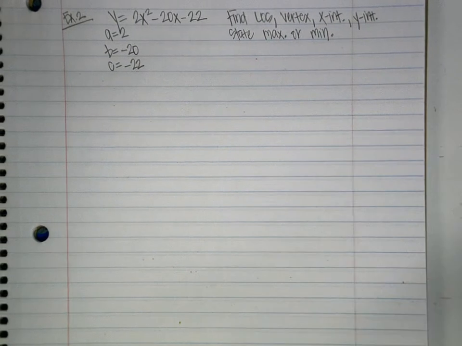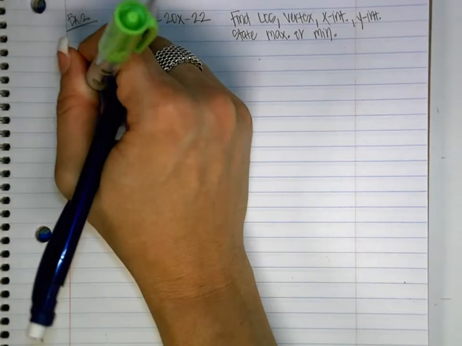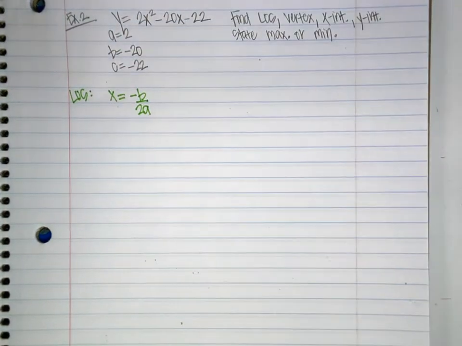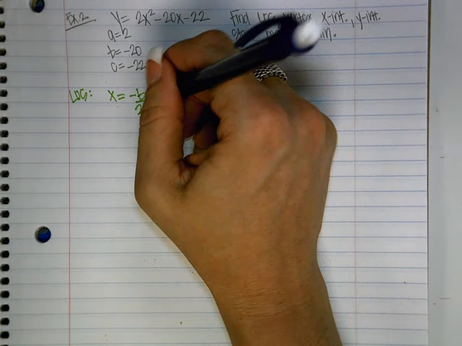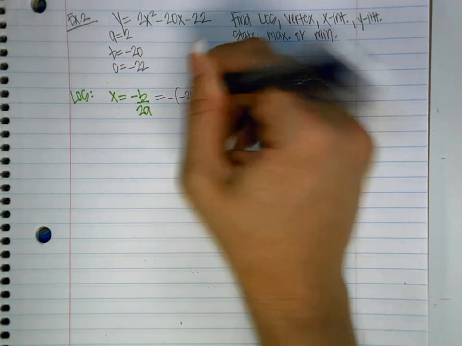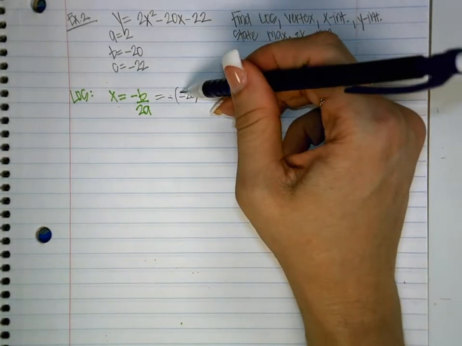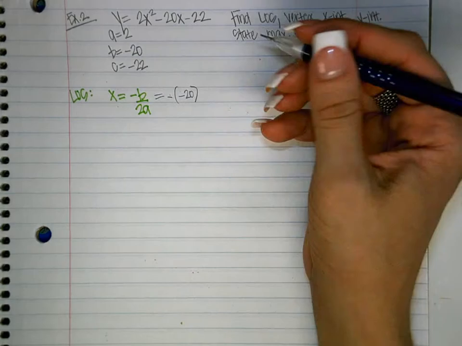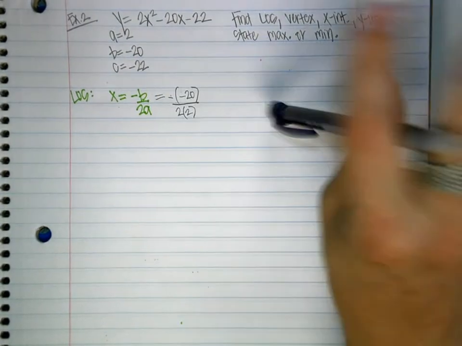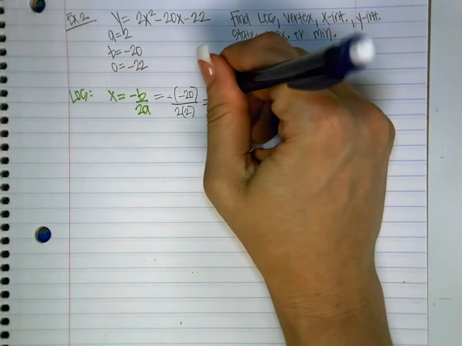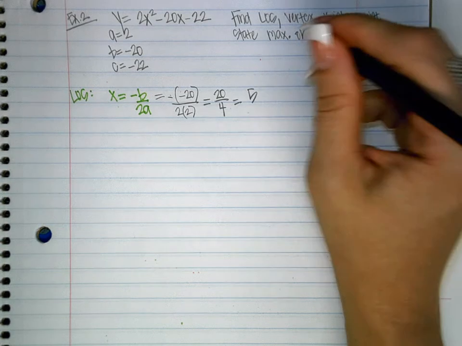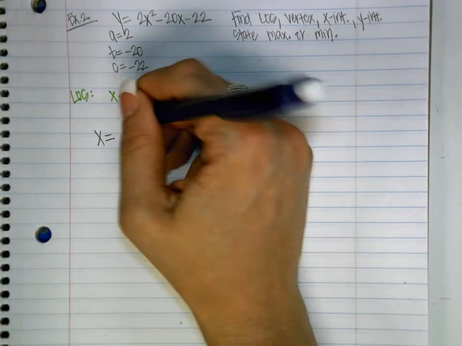Now, to find the line of symmetry, we always use the same equation. Your line of symmetry equation is x equals negative b over 2a, and we're just going to plug into that. So negative b would be what? Negative 20. Make sure you use parentheses so that if you have something like negative, you'll realize that it goes away. It will become positive. Over 2 times my a is 2. So negative negative 20 gives you positive 20 over 4, which reduces to 5. So your line of symmetry is x equals 5.